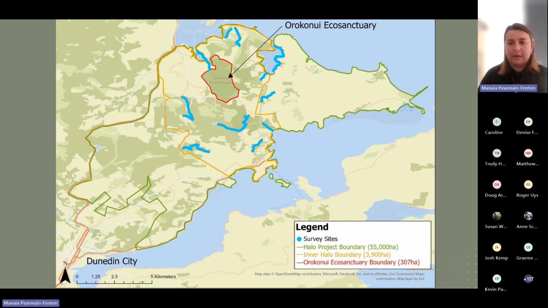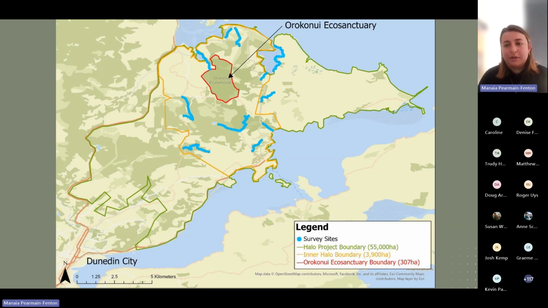So the Halo Project started biodiversity outcome monitoring in 2018, using kakaruwai as indicator species. They also repeated this a year later in 2019. I completed an additional year of surveys in 2022. The 11 sites are shown here in blue.